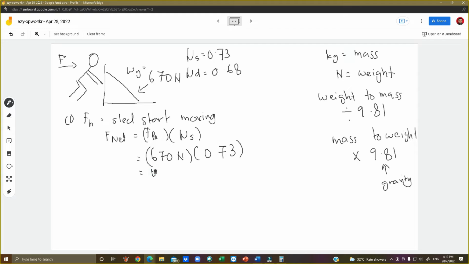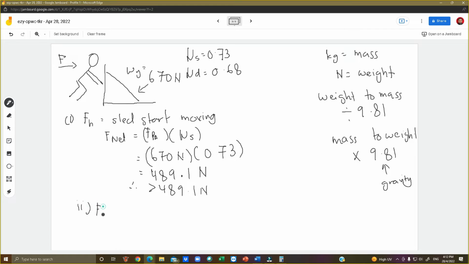489.1 apa? Newton. Okay, ini adalah net force dalam sistem. So how much force needed in order to make it move? More than 489. Yes, betul. More than 489.1 Newton. Okay. Second question.